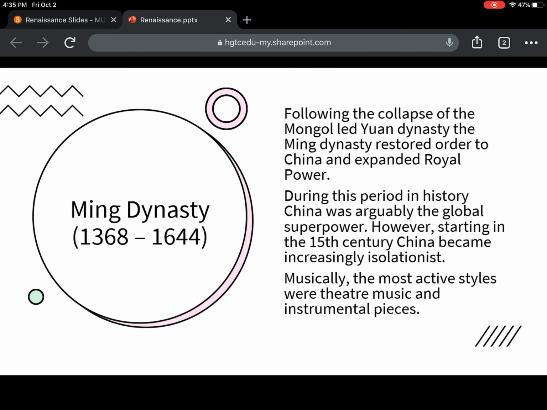If we shoot over to China, the Ming Dynasty fills basically the entirety of the Renaissance period in Europe. Following the collapse of the Mongol-led Yuan dynasty, the Ming Dynasty restored order to China and expanded royal power. During this period in history, China was arguably the global superpower. However, starting in the 15th century, China became increasingly isolationist. Musically, the most active styles were the theater music styles and instrumental pieces.